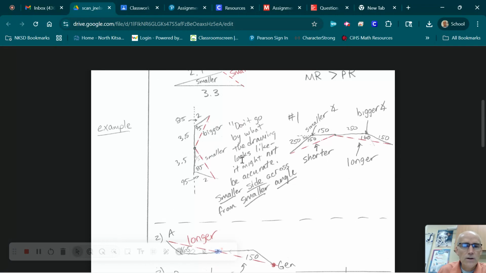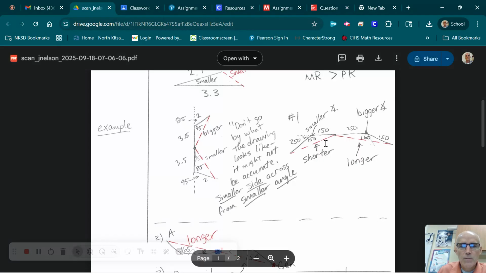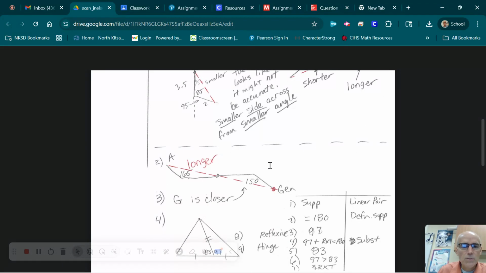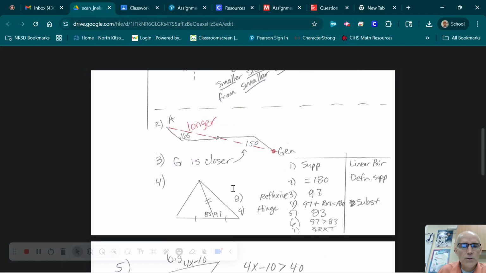Coming down here, they did the same kind of thing. They said, here's the boat problem, that sailboat problem that I talked about in my video yesterday. And then they put over here problem number 1, which I think we talked about in class. So maybe they just had this copied down from our class discussion. I don't know. Maybe they figured it out on their own.